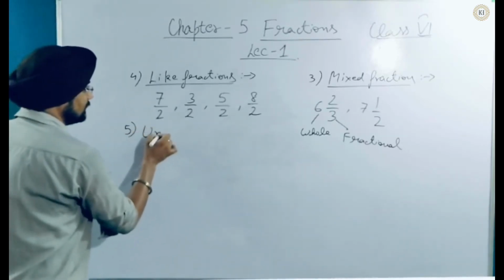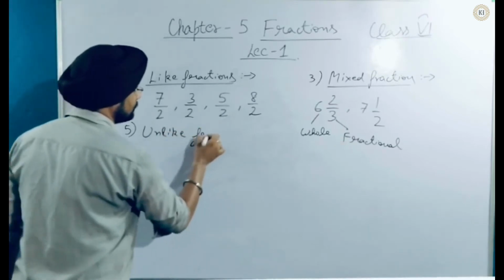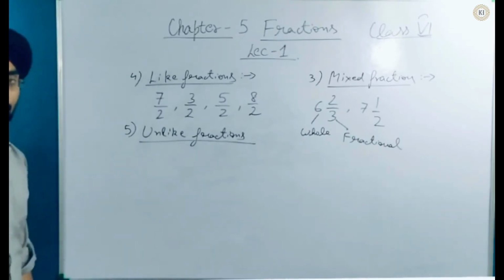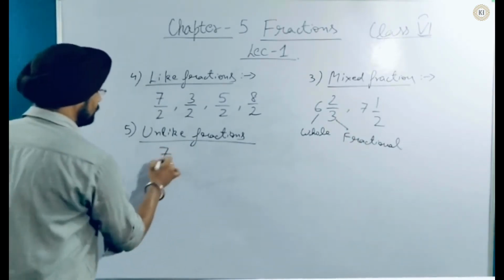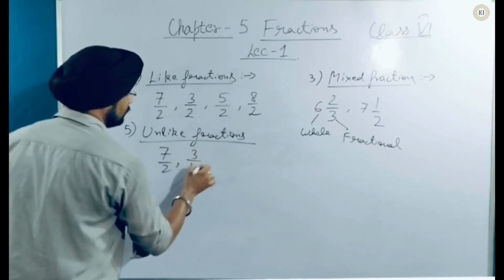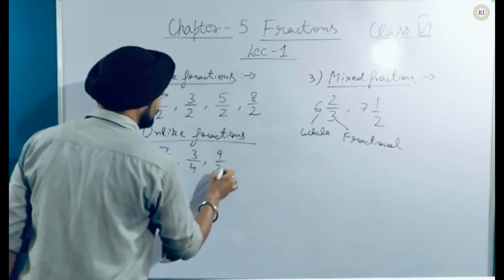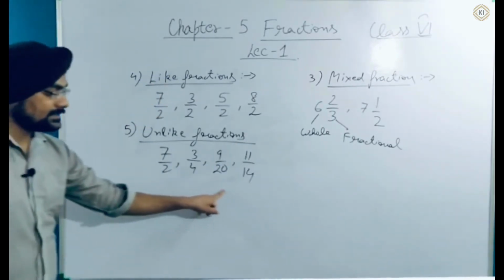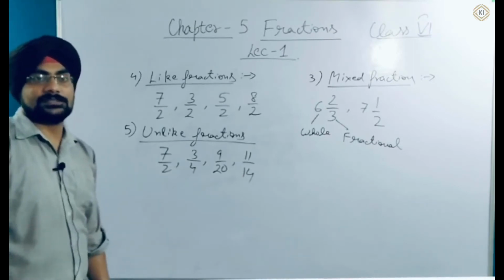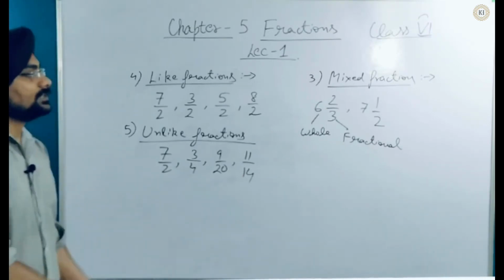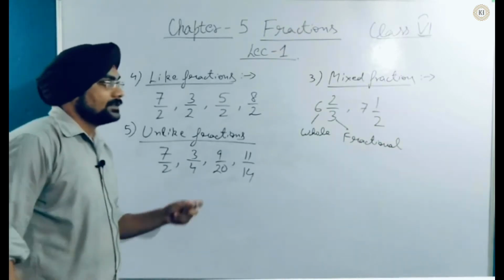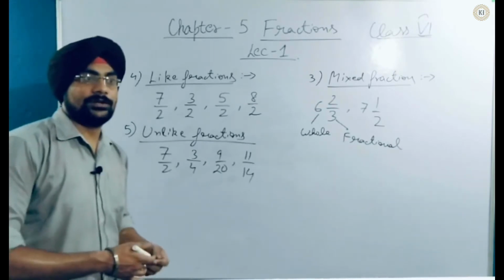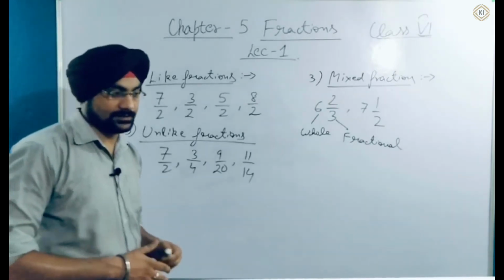Fifth is unlike fractions. Unlike fractions are the fractions in which the denominators are different. Suppose 7 upon 2, 3 upon 4, 9 upon 20, 11 upon 14. You can see that the denominators are different. So this type of fractions are known as unlike fractions. So these are some introduction about the fraction and some types of fraction, and now we are going to do some questions based on the fractions.